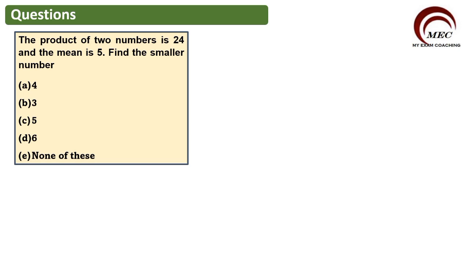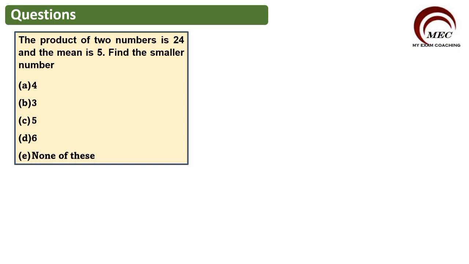The product of two numbers is 24, and the mean is 5. Find the smaller number. Very important question selected from Staff Selection Commission paper. The product of two numbers is 24. So let us take the product of two numbers is 24 and their mean is 5.